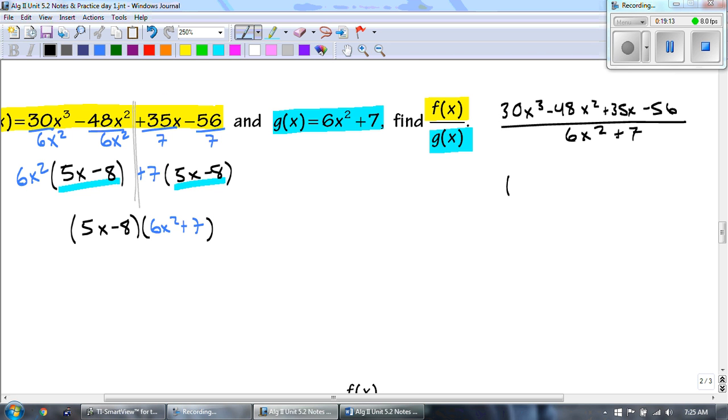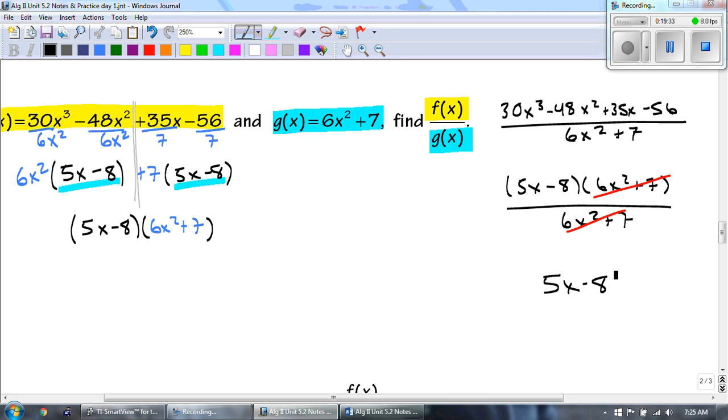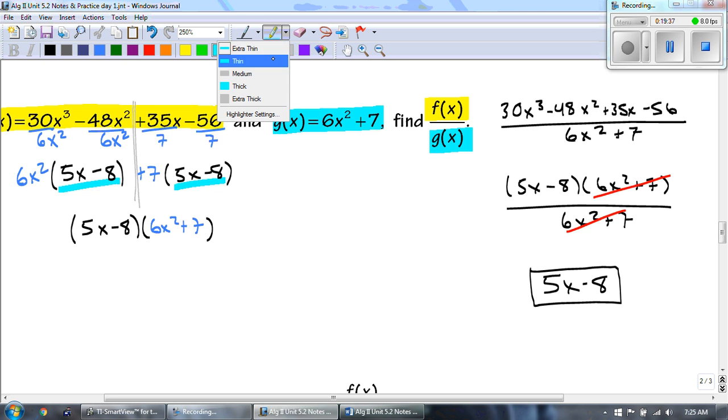And my next step is writing the 5x minus 8 times 6x squared plus 7, divided by 6x squared plus 7. And I realize that I can cancel out 6x squared plus 7. And then my final answer, what's left over, is 5x minus 8. Okay? So it's just factor, factor, factor.